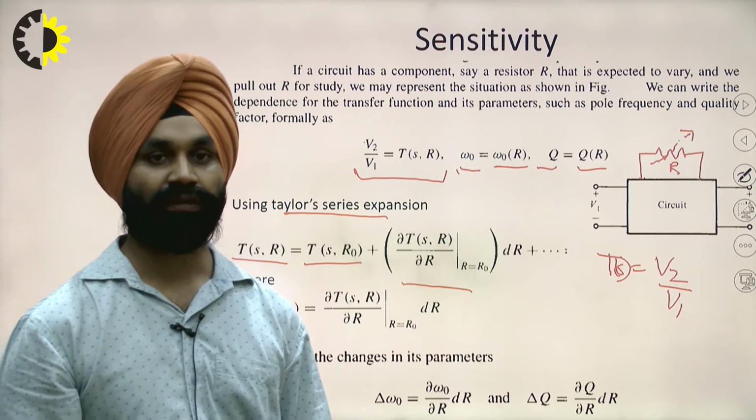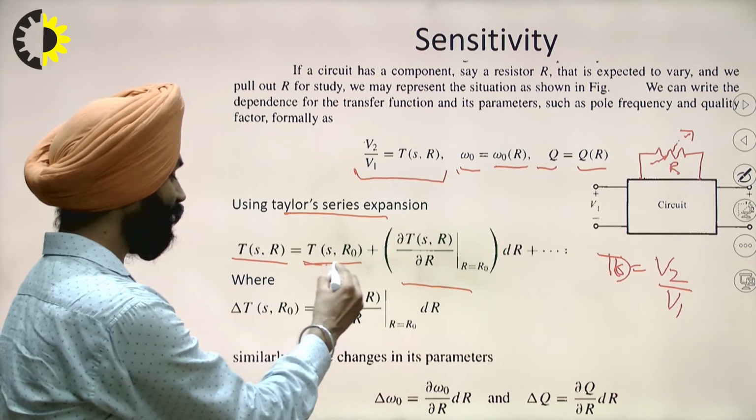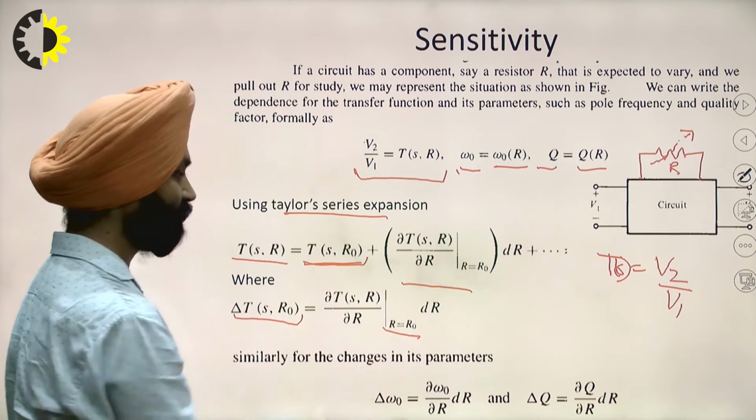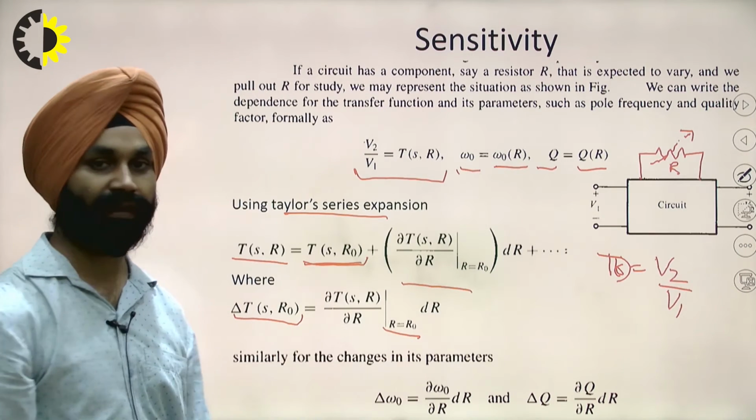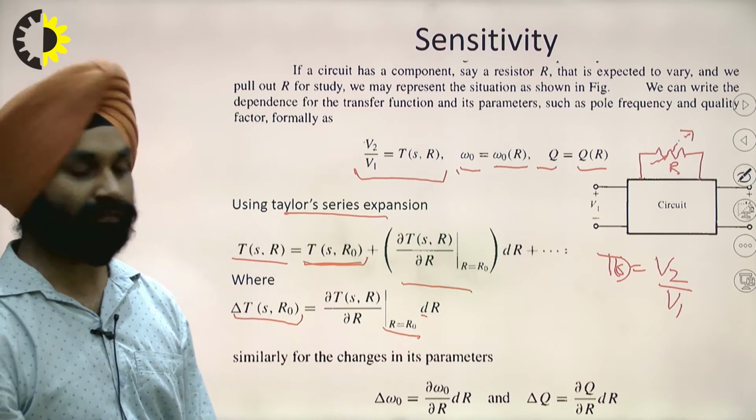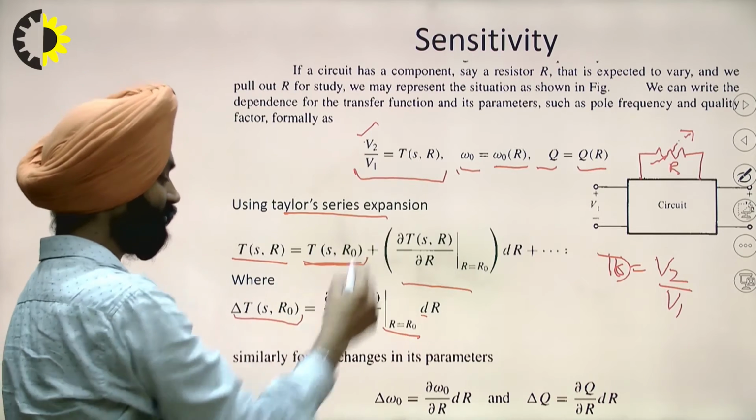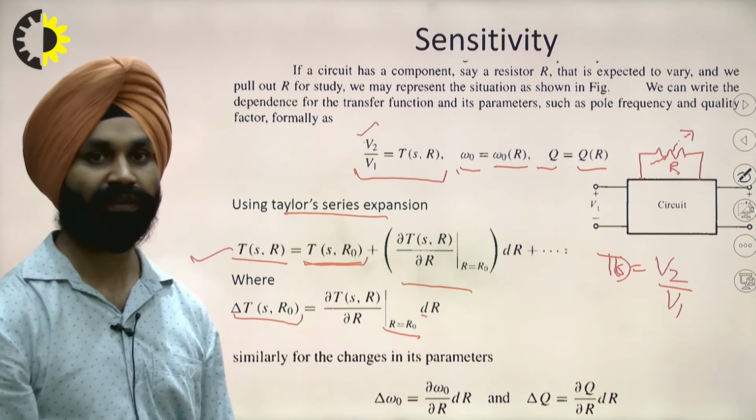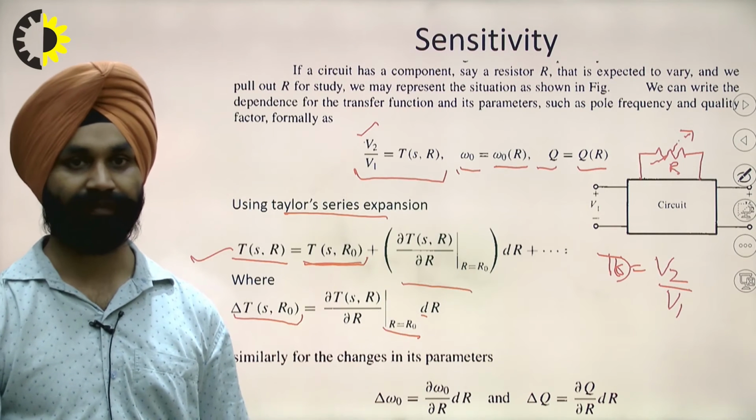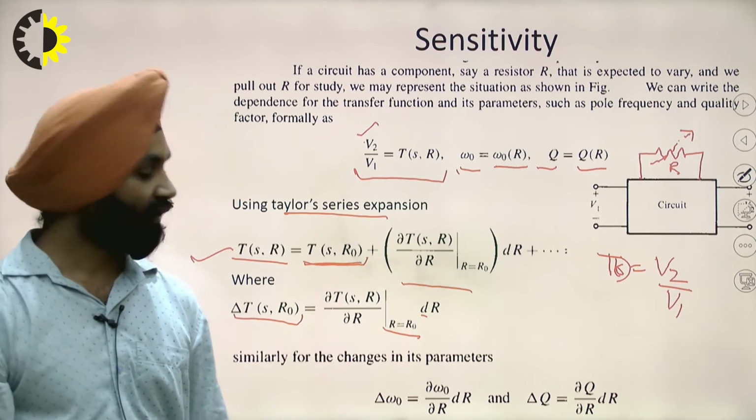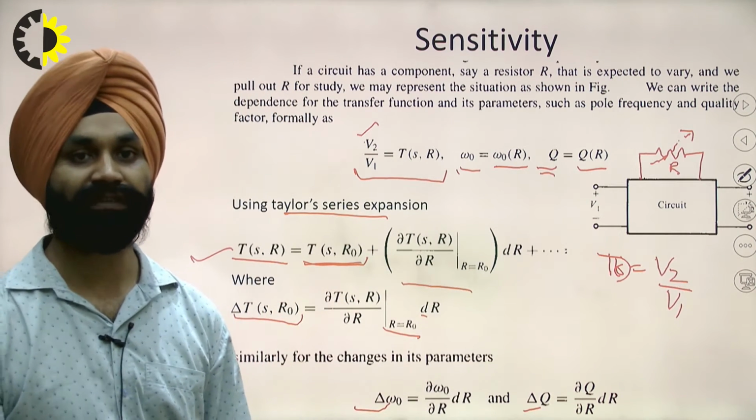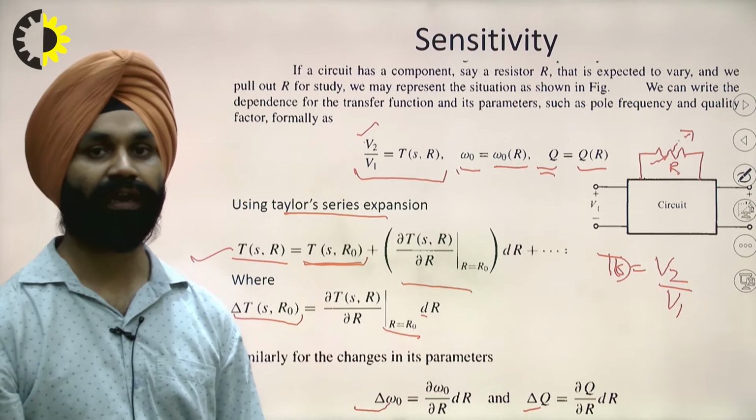So here this T(s, R naught) is the value of T when R is R naught. So the small change can be given as del T(s, R) by del R when R is equal to R naught, into dR. So I can write the transfer function in this way by using Taylor series expansion, considering dependency on R. Similarly, we can have the change in omega naught and Q, and we can have Taylor expansions for omega naught and Q.